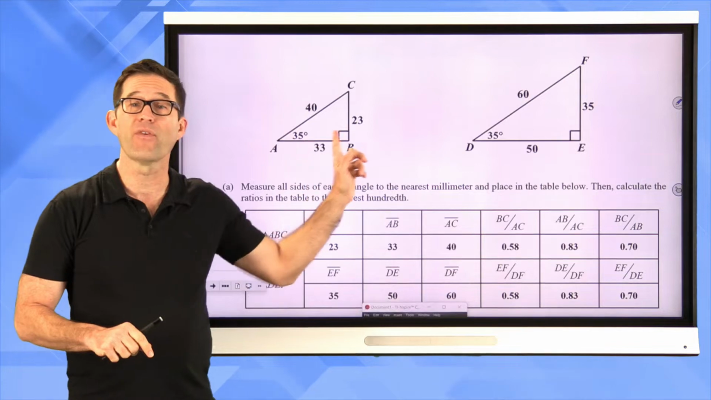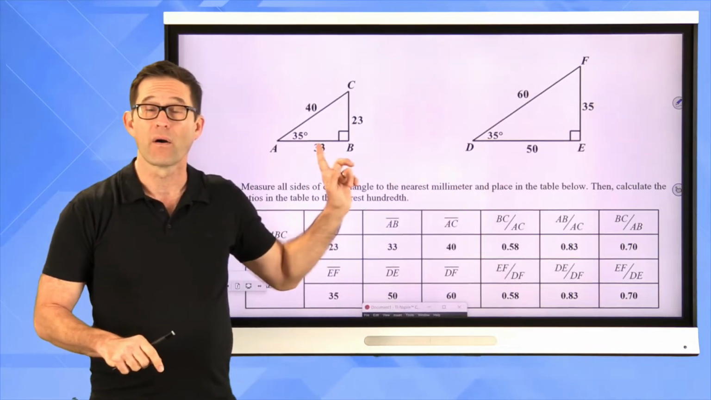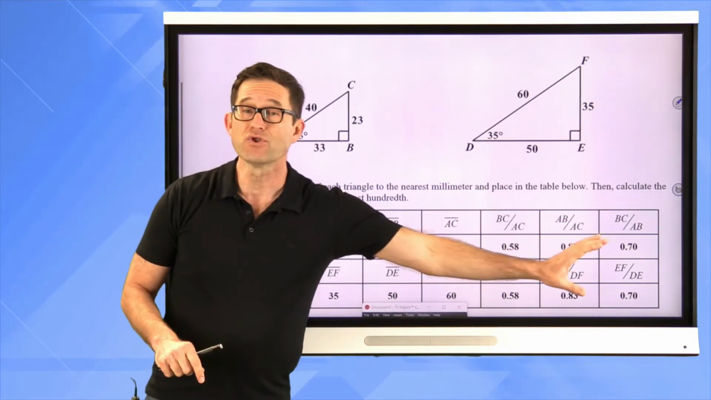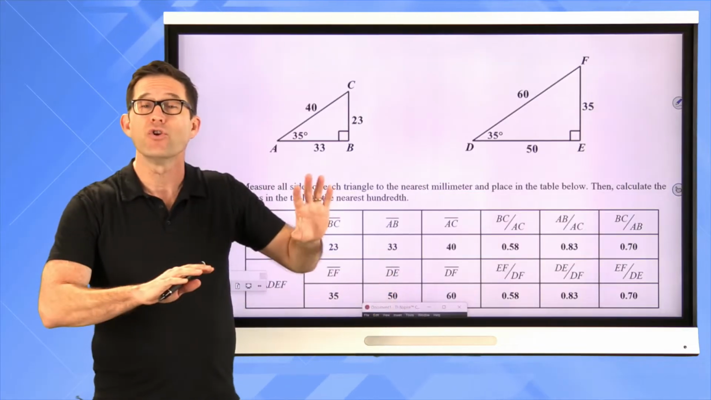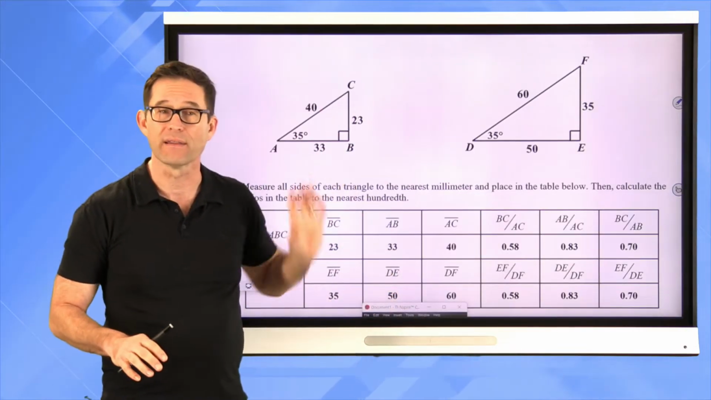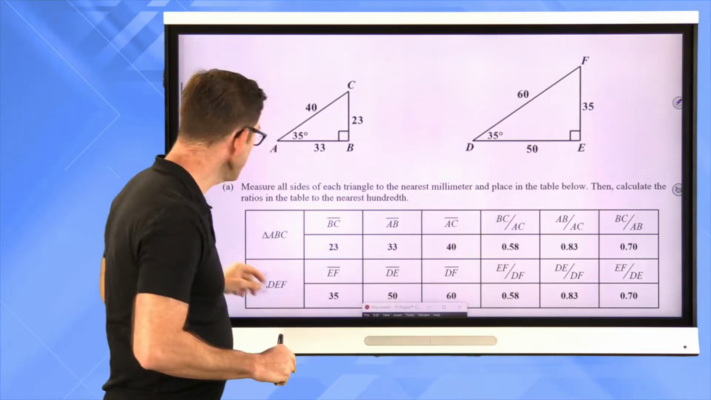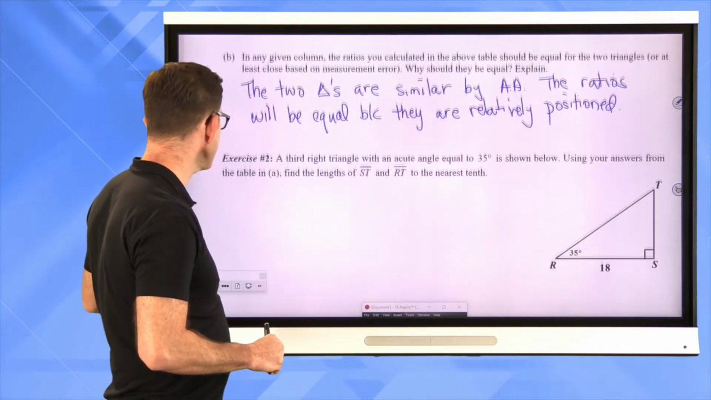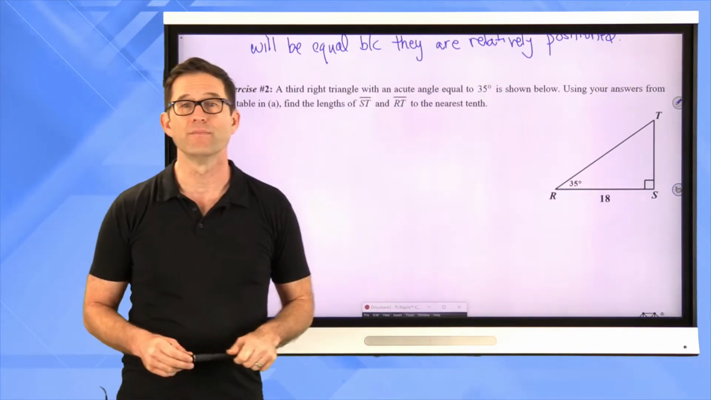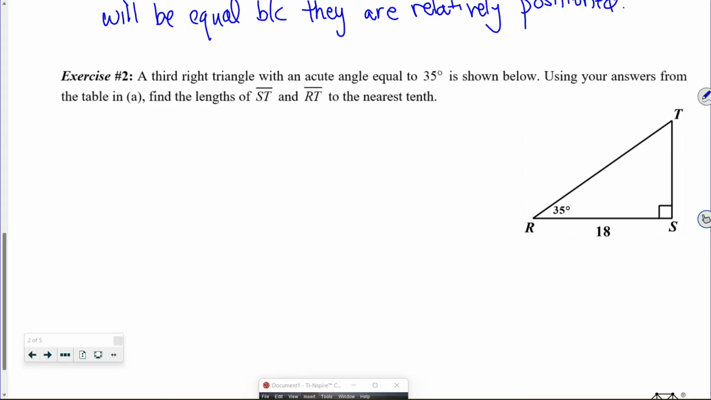that's got a 35-degree angle, all right, then these three ratios would have to be the same no matter what the side lengths are. So let's play around with that in exercise number 2. A third right triangle with an acute angle equal to 35 degrees is shown below. Using your answers from the table in A, find the length of ST and RT to the nearest tenth, right?